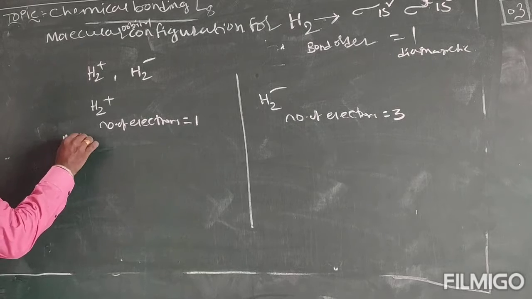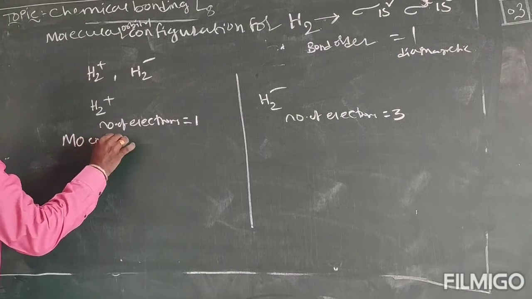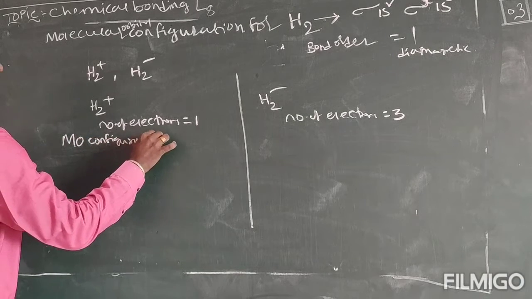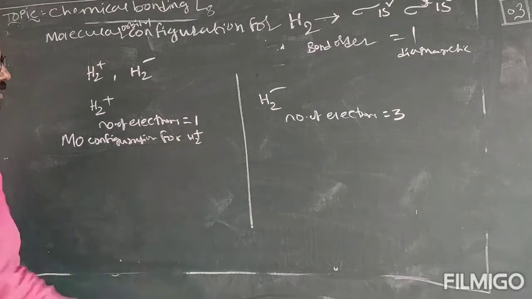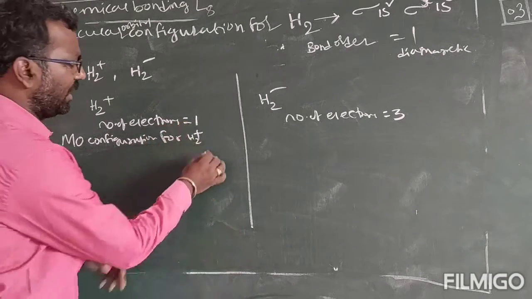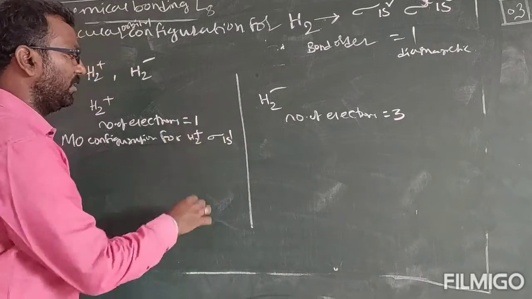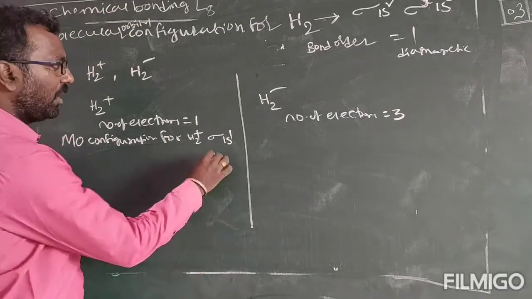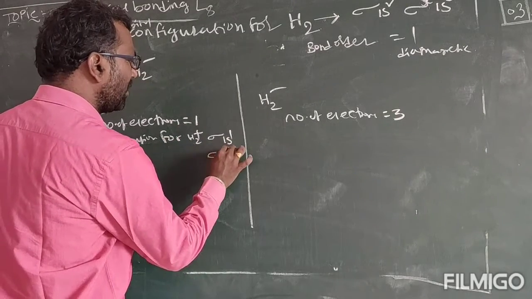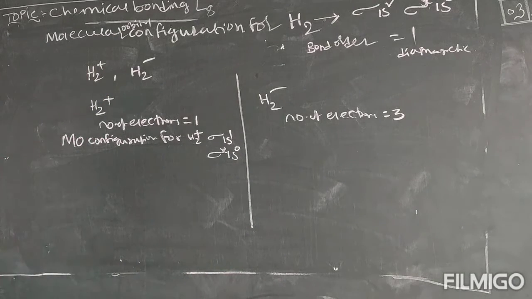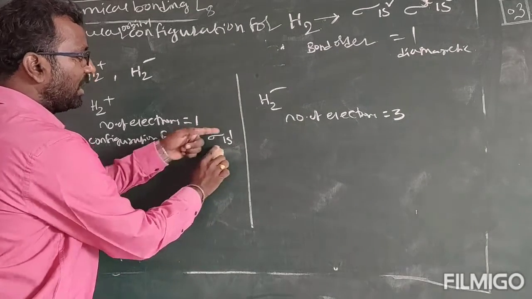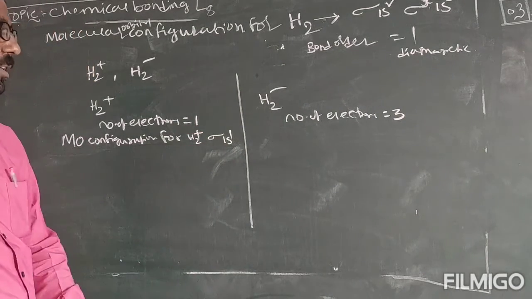Okay. MO configuration for H2 plus. What is the MO configuration? Only 1 electron is there. So sigma 1s1 and sigma star 1s0. It will be like that only. Is it or not? Nothing will be there. So no need to write this. This is not filled, so that's why we don't write.